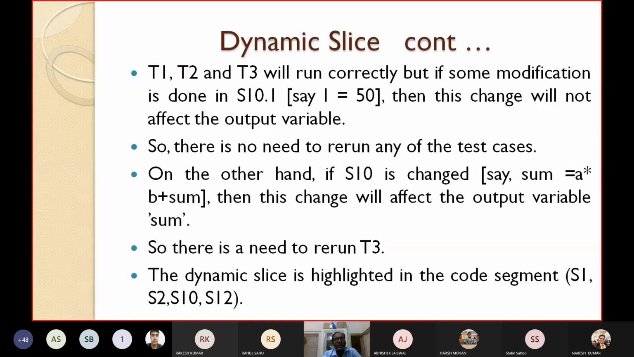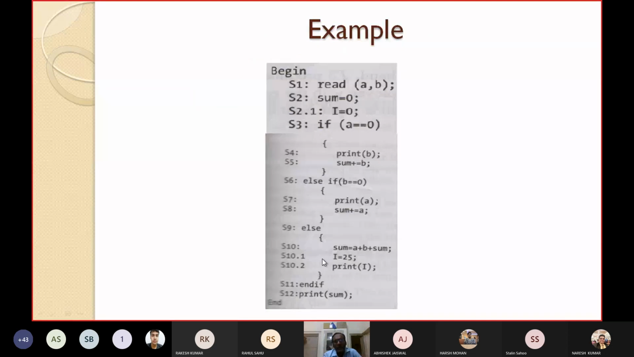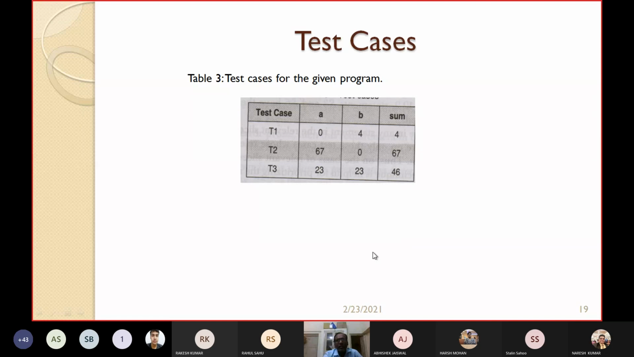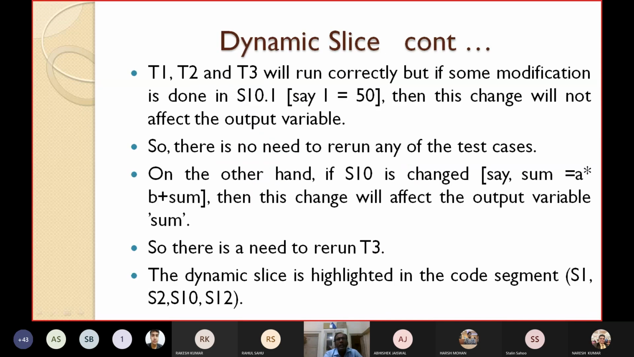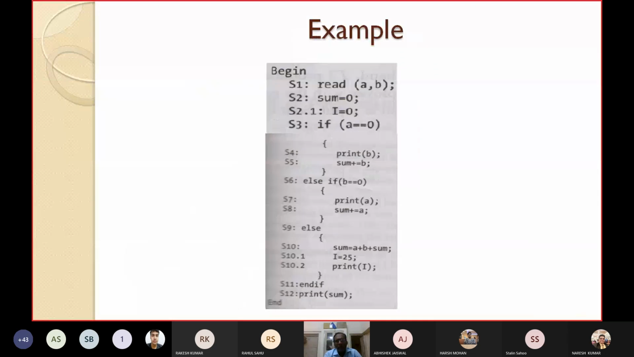Suppose we have made a change at 10.1. What is 10.1? I is equal to 25. I have made a change, like I have made I is equal to 50 instead of 25. Then what will happen? So T1, T2, T3 will run correctly. If some modification is done in 10.1, that means instead of writing I is equal to 25, I have made I is equal to 50, then this change will not affect the output variable, isn't it? Up to this point sum is calculated, then I is changed to 25. So it will only affect this print statement, that is 10.2.